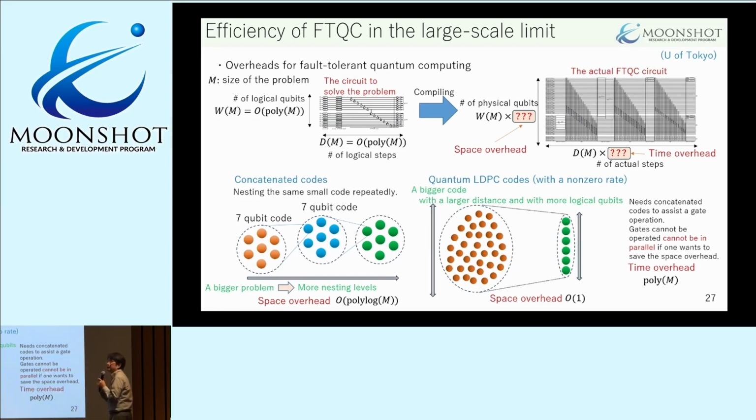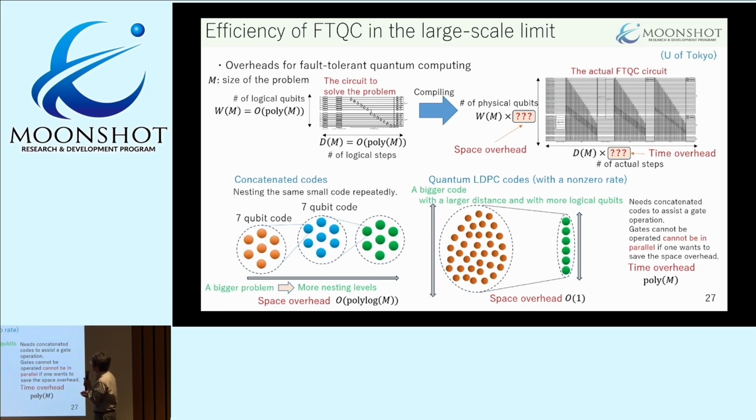Now, if we look back at the history of fault-tolerant quantum computing, originally we tried to do fault tolerance by concatenated codes. By nesting the same small code, like the 7-qubit code, again and again, we can solve any size of problem. But of course, the number of qubits grows rapidly from 7 to 49 to 300-something. So the space overhead is not so good. Nowadays, people's interest has shifted to big codes rather than concatenated codes. To solve a bigger problem, just use a bigger code with a larger distance and with more logical qubits.